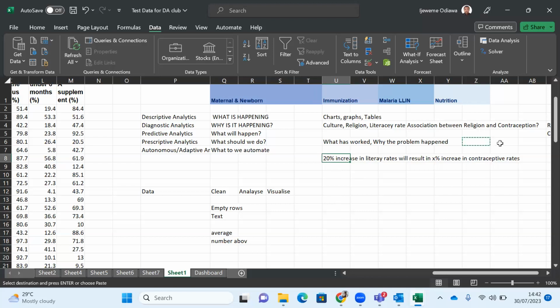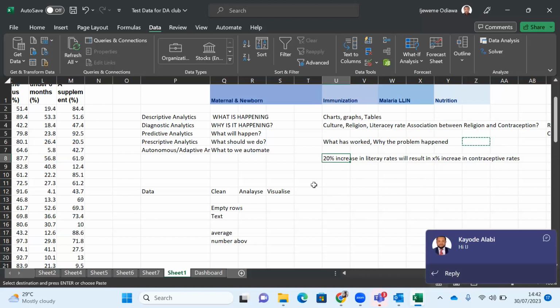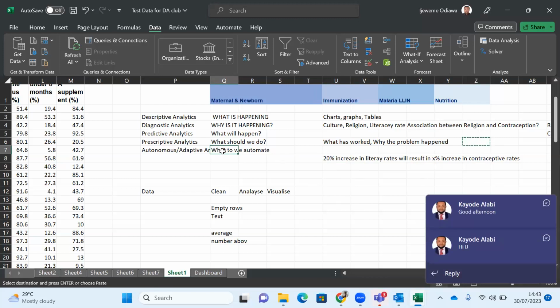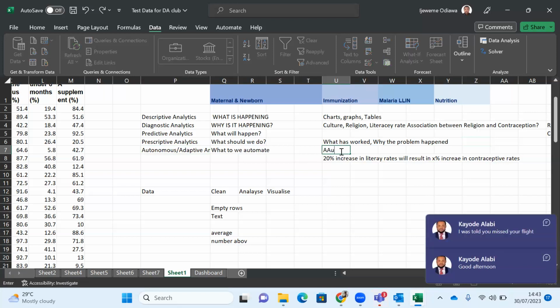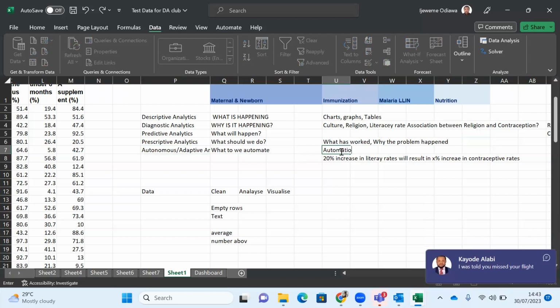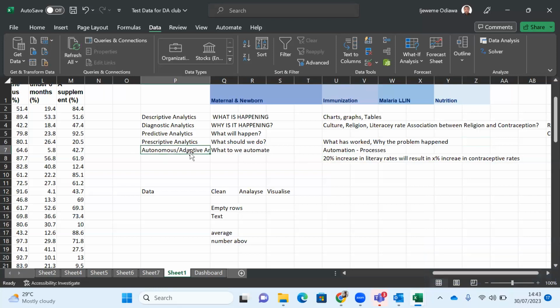I don't think we can cover that here today, right now. We have just 15 minutes left. The next step will now be to have an autonomous or adaptive analytic system. This is where you now talk about automation, automated processes, where this part you only get with advanced tools, not just R or Python. This is where things like apps come in, right? Where you're not even thinking.